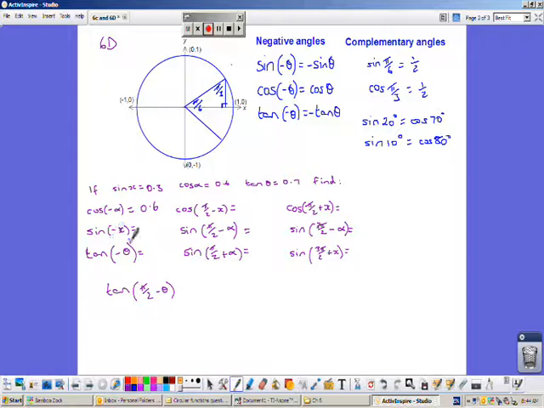Sine of negative x, we know sine is negative in the fourth quadrant, so it's going to be the negative of sine x, or negative 0.3. And similarly, tan is negative, so it is going to give us a negative result.